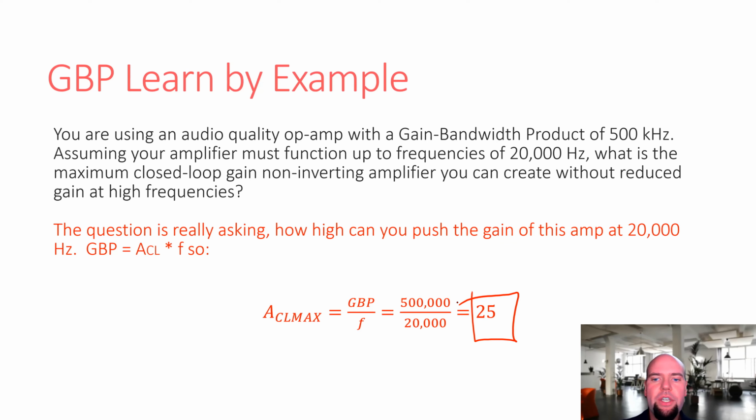What are some things we can do to improve that? Well, one thing we can sometimes do is cascade two op amps. That can lead to propagation delays, but usually the solution is to just get a better op amp, one with a better gain bandwidth product.